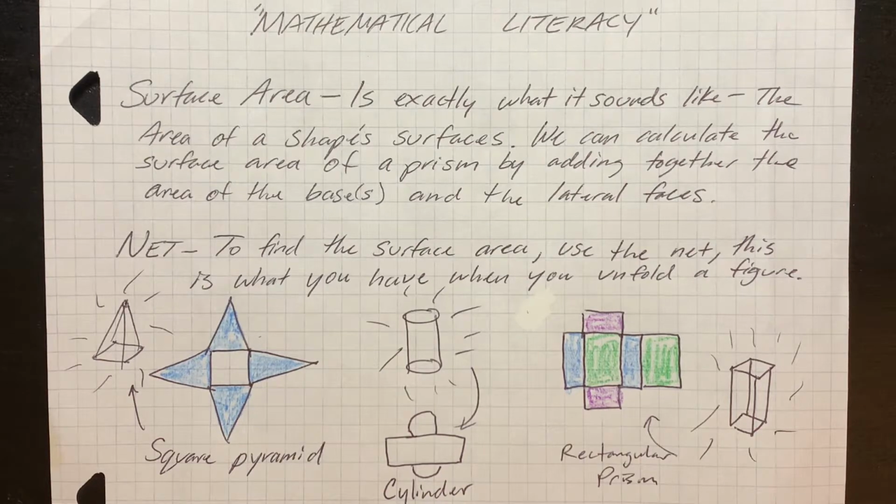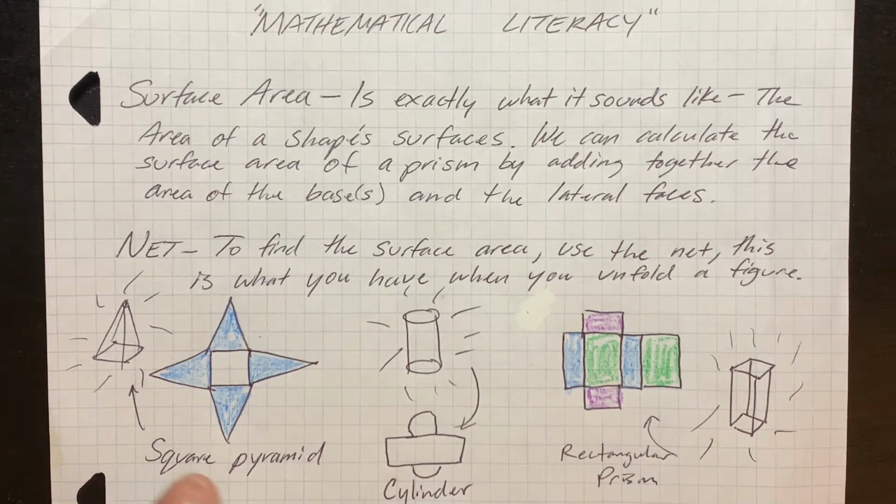So we calculate the surface area of a prism, a three-dimensional figure, by adding together the area of the bases and the lateral faces. Now, that three-dimensional figure, just remember you're using the x-axis, the y-axis, and the z-axis through those three dimensions. So you're going to break that 3D figure down. I want you to imagine that you're taking that 3D figure and flattening it out after unfolding it. So a net is used to find the surface area, and we unfold it, find the area for each face and add them together.